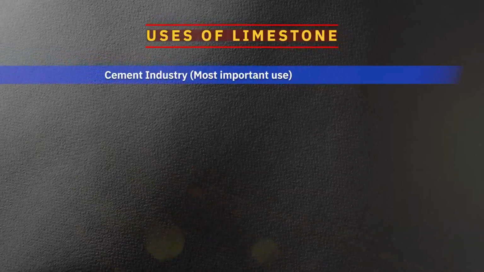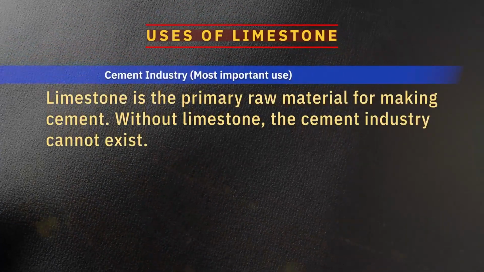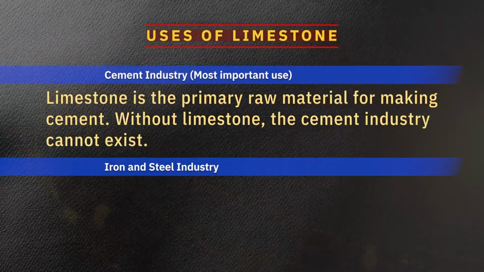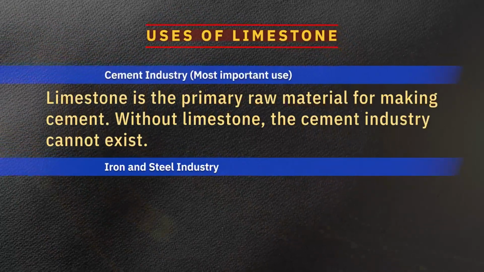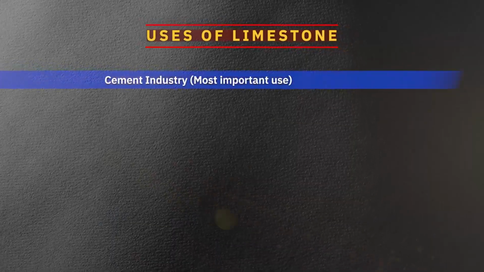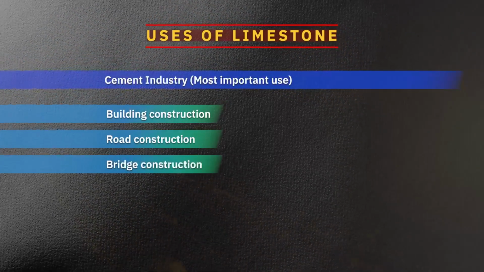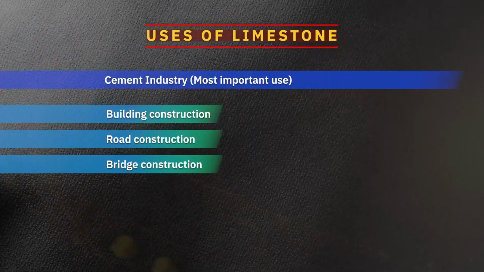In the cement industry we see the most important use of limestone. There are some other areas where we also use limestone, but we have to remember that the most important use is in the cement industry. Why? Because limestone is the primary raw material for making cement, and we use cement to make roads, bridges, buildings, etc. Without limestone, the cement industry cannot exist.